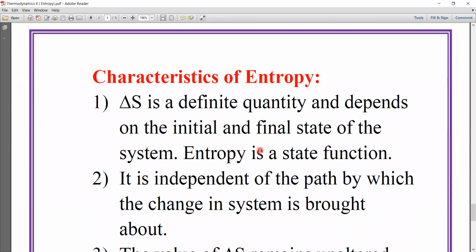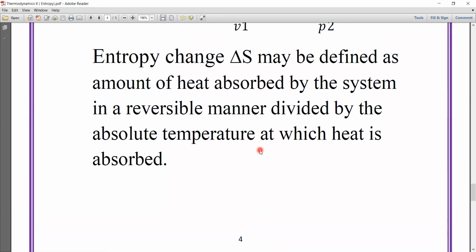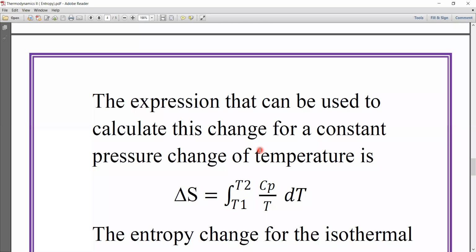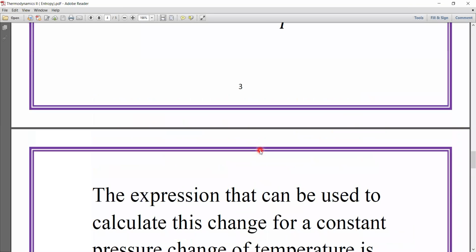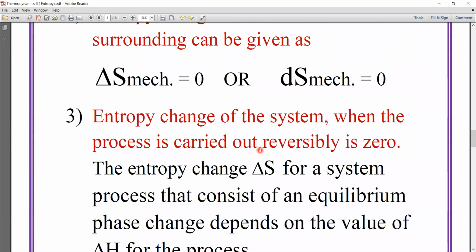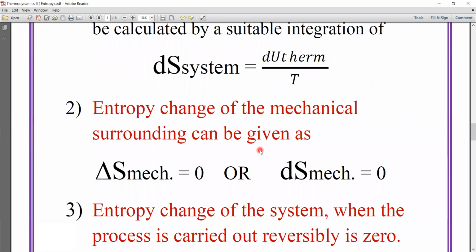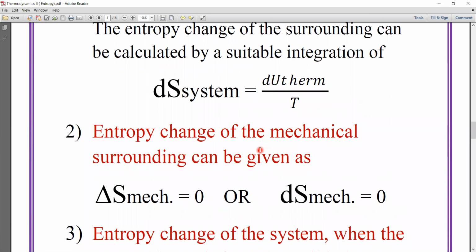Okay, understand? Yes, sir. In the next period, we take the remaining part of the topic. Okay. If any difficulty is there, you ask in the chat box.